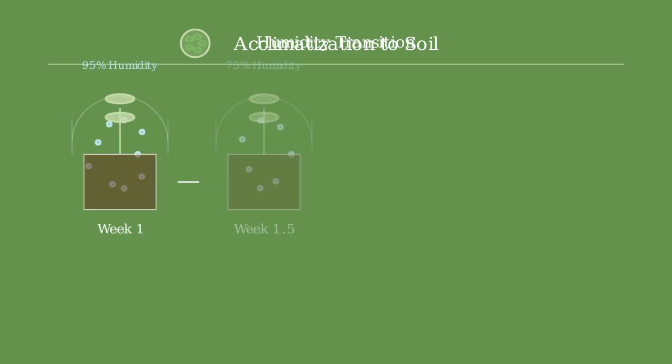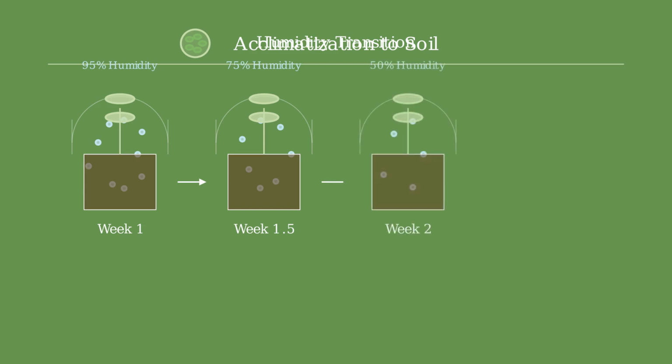The most critical aspect of acclimatization is the gradual humidity reduction. Initially, plants are kept at nearly 100% humidity using a dome or plastic covering. After about a week, begin creating small openings to gradually reduce humidity. By the end of the second week, the cover can be removed completely as plants adapt to ambient humidity.